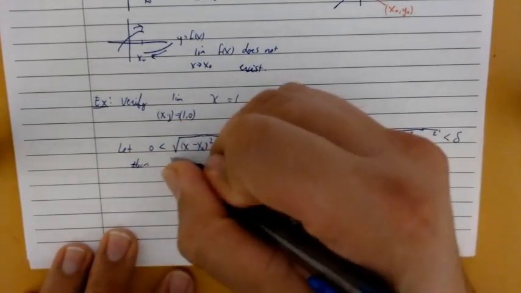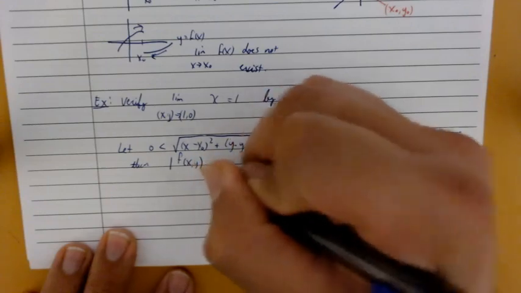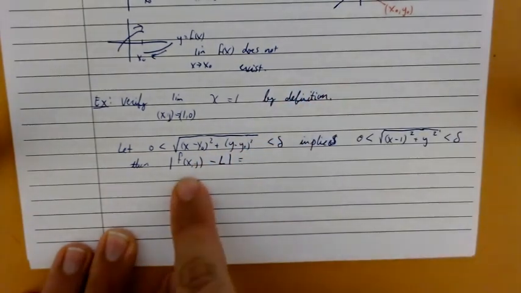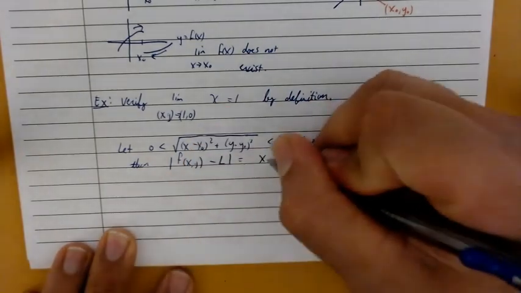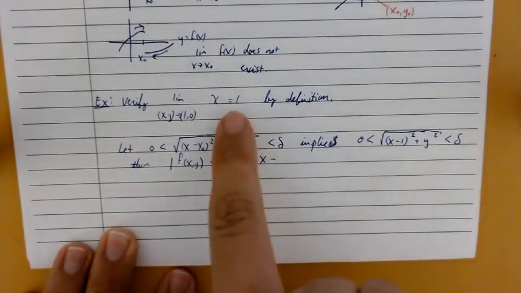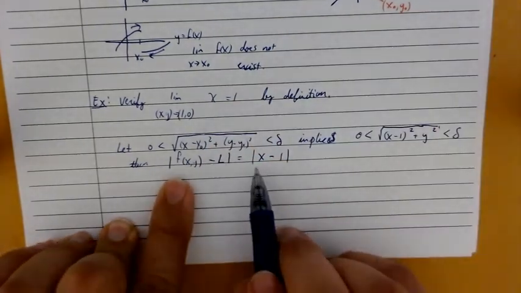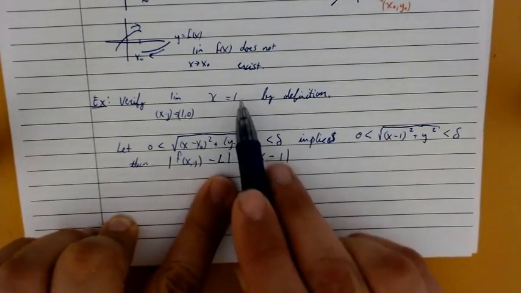Then the absolute value of f of x comma y minus L, well, our function is just x, minus our limit, which is 1. So here, that's your f of x comma y. It's that function x, the one you're taking the limit of, minus your L, that's your 1.